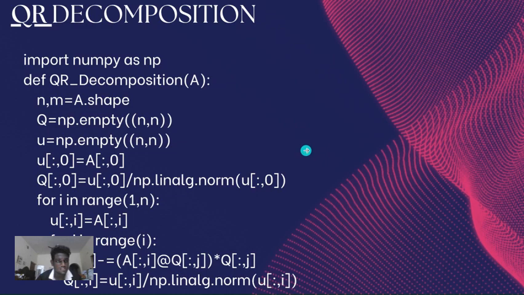Initialize matrices. A is the input matrix. Q will store the orthogonal vectors; columns of Q are perpendicular and have length 1. U is an intermediate matrix used to calculate the vectors.